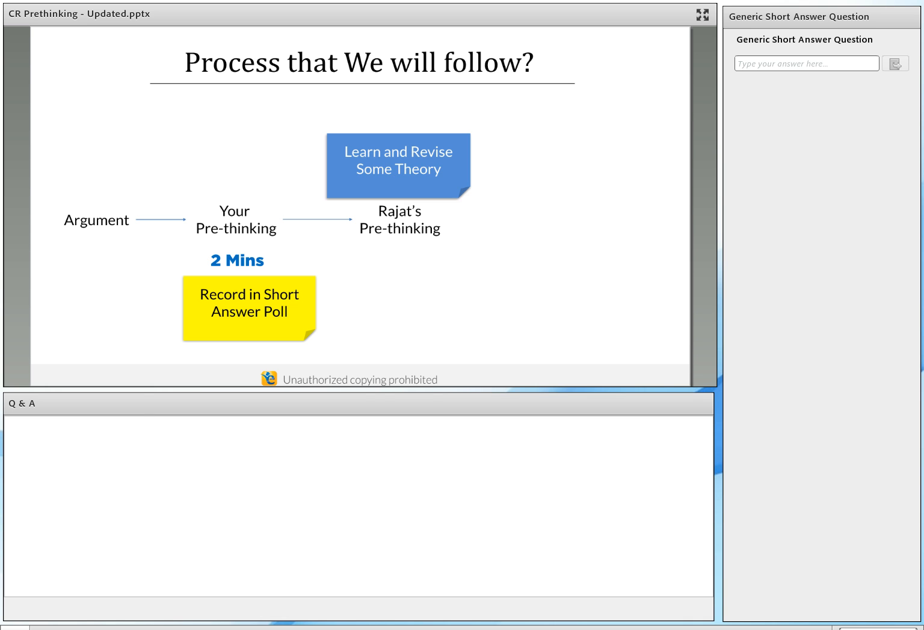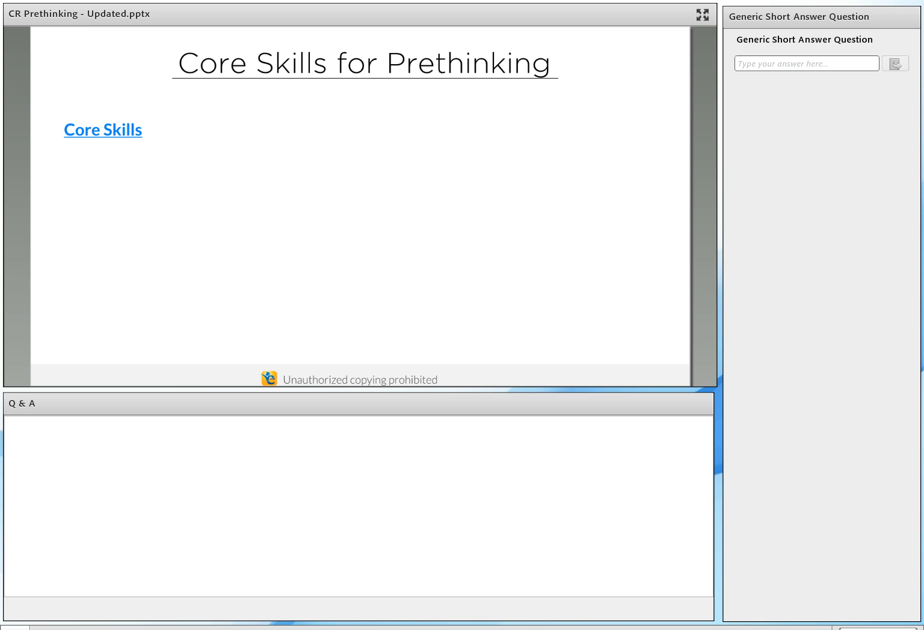We'll record your answers in the short answer poll on the right hand side. Then I'm going to go through my way of doing pre-thinking. And I think we've already done all of the theory, so we're going to just spend a minute on it, no more than that. But we're going to get right to doing pre-thinking, and then we're going to evaluate some of your submissions. Okay. So there are certain core skills that you need to be able to do this well.